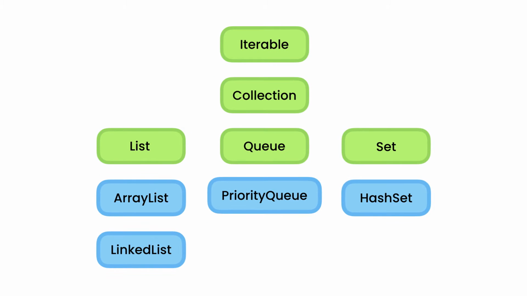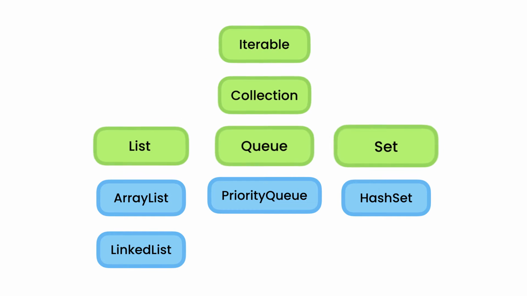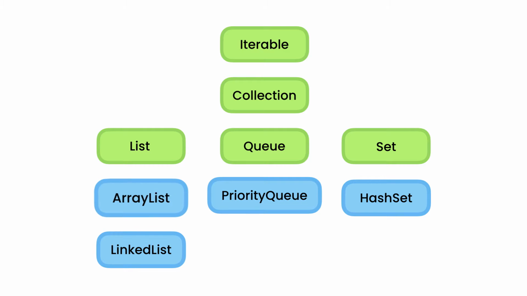Let's start this section with a brief overview of what we have in the collections framework. So the green boxes you see here are interfaces, and the blue boxes are classes that implement these interfaces. Now, don't worry about memorizing any of these. We're going to get back to this slide several times throughout this section.